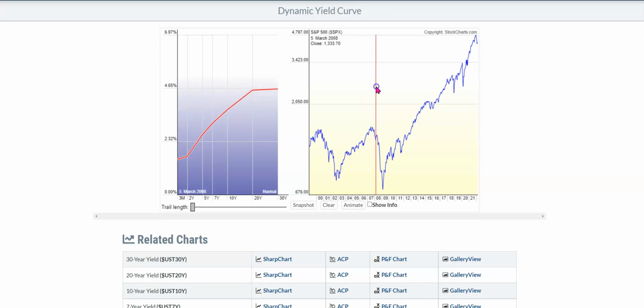Then the Fed starts cutting rates. You can notice how you're getting a drop at the shorter term yields, and you're going all the way to zero right there. You're all the way to zero when they cut the rates. And that's at the bottom of the pandemic, and at the bottom of 2008, the great financial crisis.